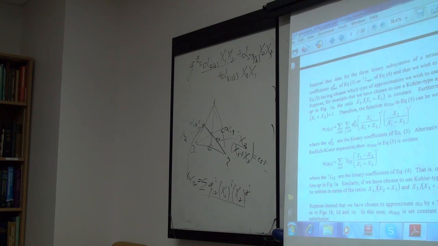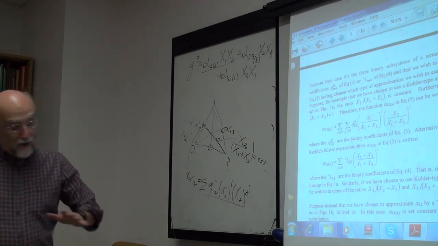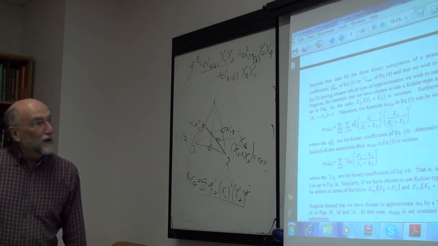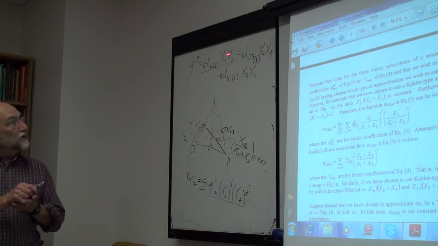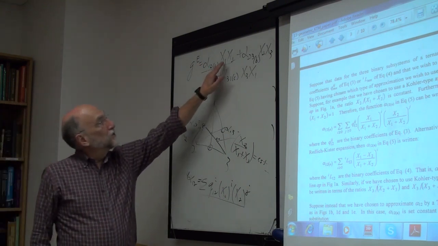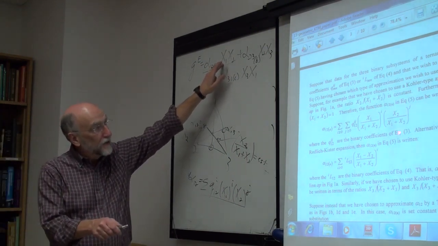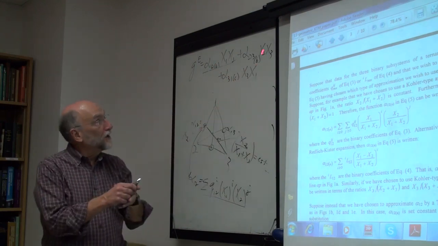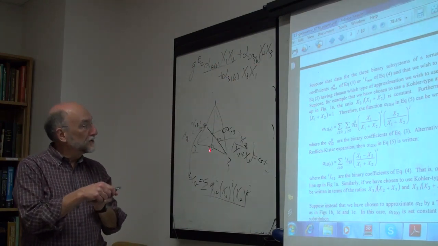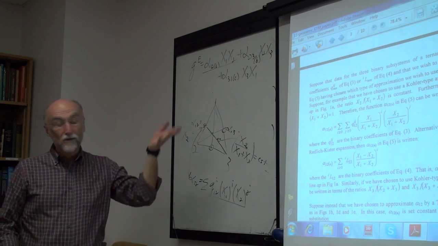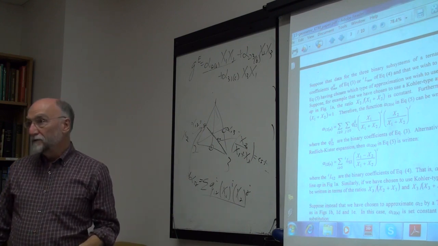So then in the computer, if you want to write the algorithm, you take this equation here, and you replace x1 and x2 by this and this, and you replace x2 and x3 clearly by x2 over x2 plus x3, x3 over x2 plus x3, and you end up with the Kohler mathematics.